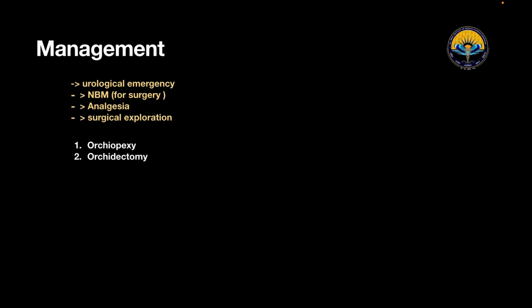The patient should be kept nil by mouth for surgery, analgesia is given, and there is surgical exploration. There are two types of surgeries that can be done. The first is orchiopexy, where the testis position is corrected and fixed in place, and the second is orchidectomy, where the testis is removed if there is delay or if there is necrosis. This is how we manage the patient.